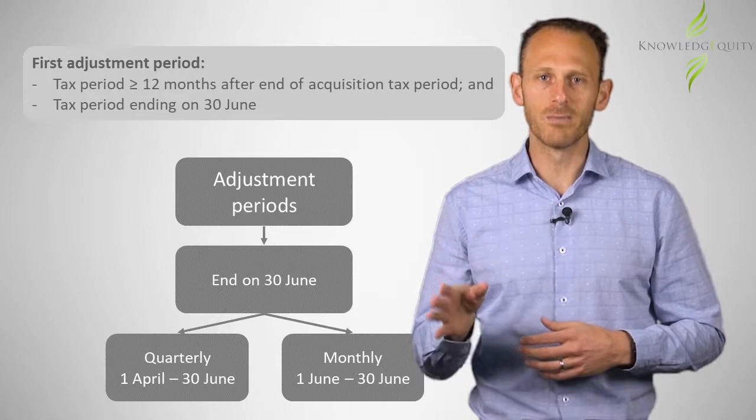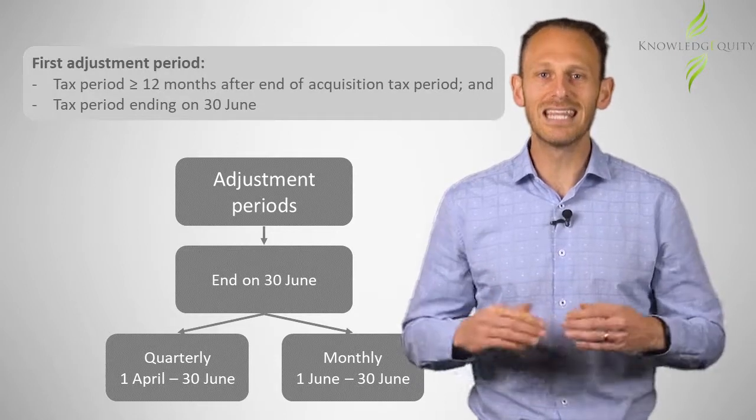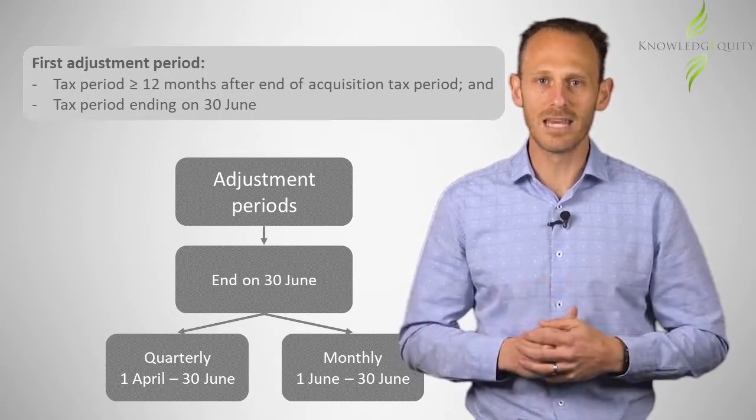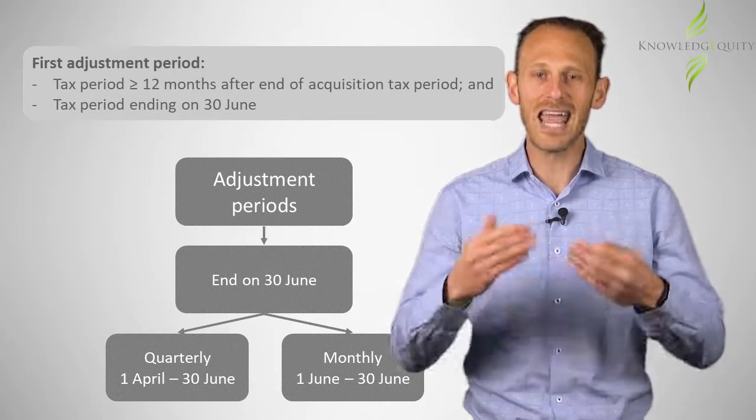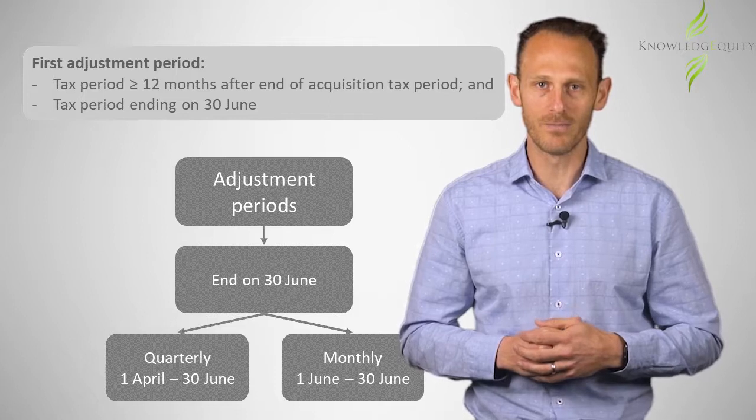The first adjustment period is the tax period that starts at least 12 months after the end of the tax period in which the acquisition was made, and that ends on the following 30 June. While we now know when the first adjustment period is, it should be noted that we don't need to assess the extent of creditable use every adjustment period thereafter.